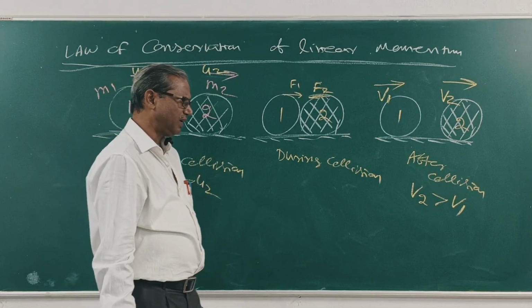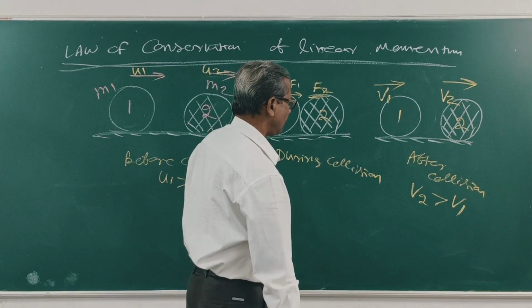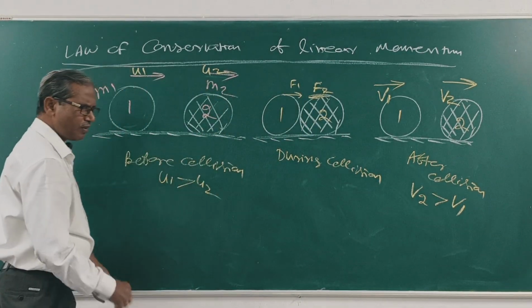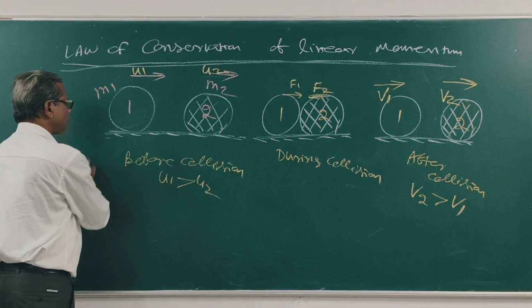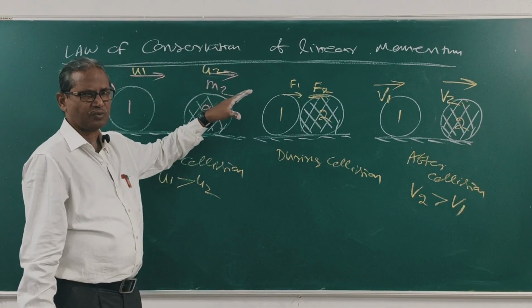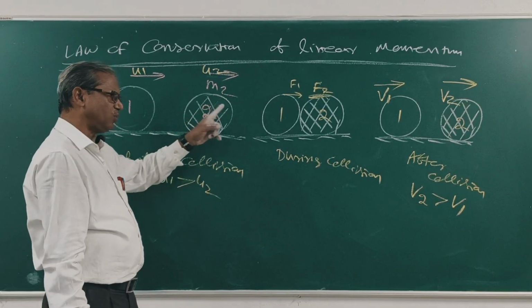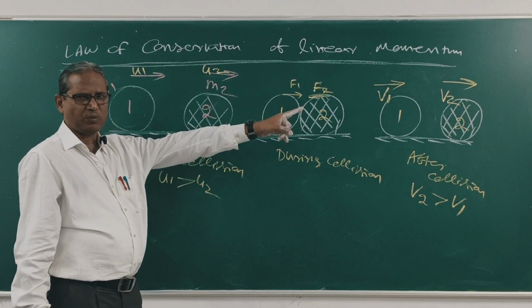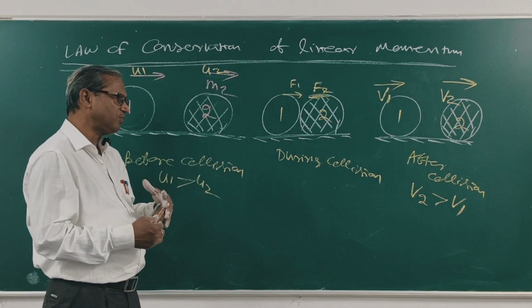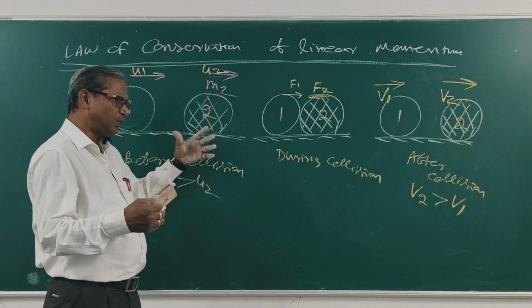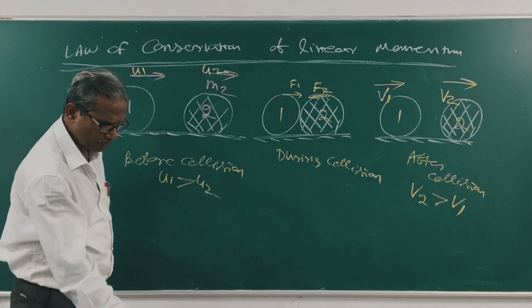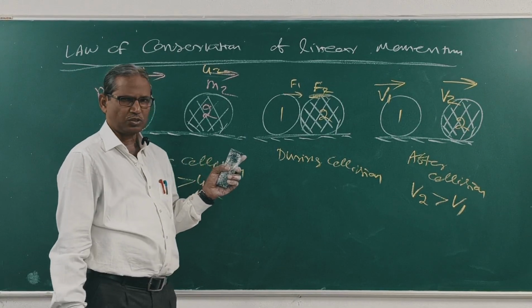Now, I will write the definition. What is the law of conservation of linear momentum? Again, I will explain. Two bodies moving with velocities u1, u2 before collision. After collision, their velocities are v1, v2. During collision, during impact, the forces are f1, f2. Clear? f1 plus f2 equals 0. f1 is action, f2 is reaction.